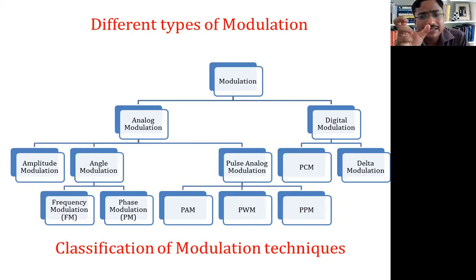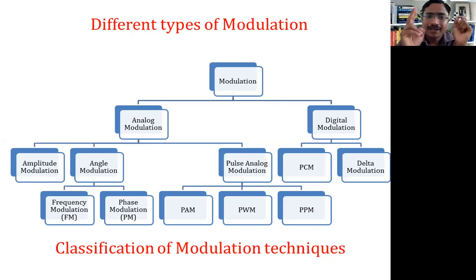In the analog wave, we have a continuous wave, or you can have pulses of the wave. When we have a continuous wave, and only the amplitude of the carrier is changed, that is called an amplitude modulation. And if you have an analog wave and frequency and phase change, there occurs a change in the angle, that is called an angle modulation.